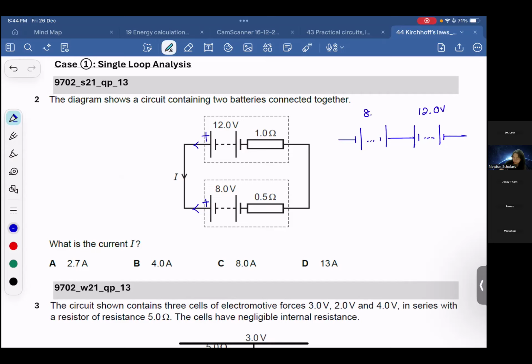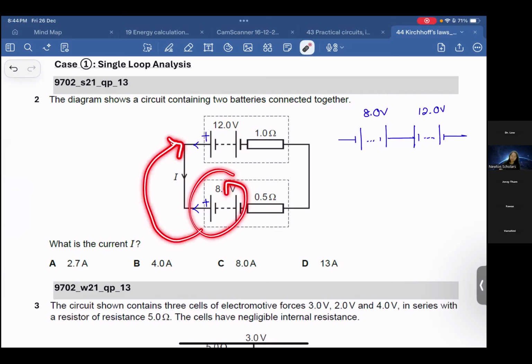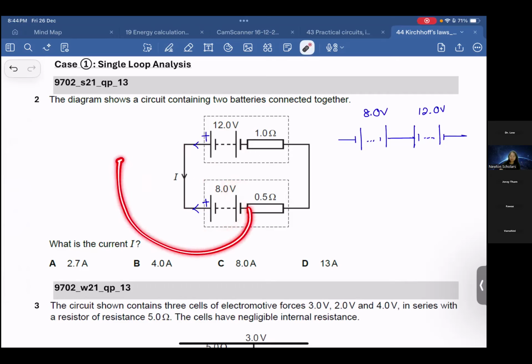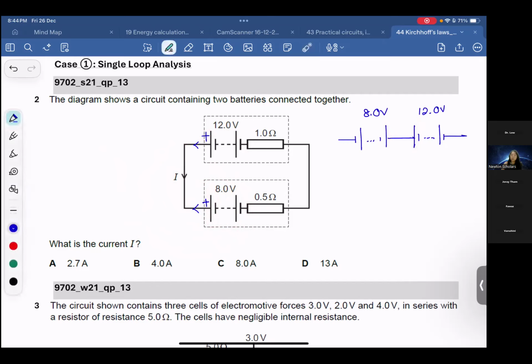This is 12.0 volt. This is 8.0 volt. Okay, you imagine this one, you move until here. You make the wire in a straight line, make this part connect to here. So the longer line will be facing the longer line. The longer terminal of the 8 volt will be facing the longer terminal of the 12 volt. So at here, for the total EMF, we use the big value minus the small value. So it should be 12.0 minus 8.0. So this is the total energy provided in the circuit.